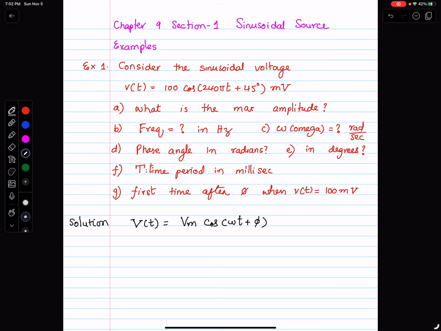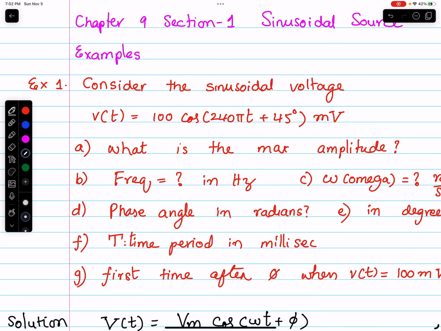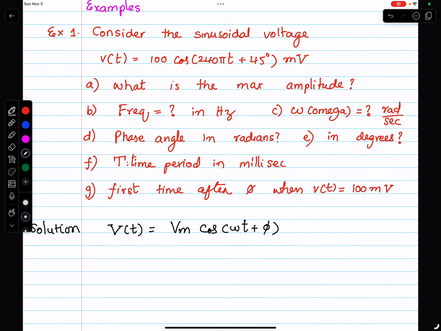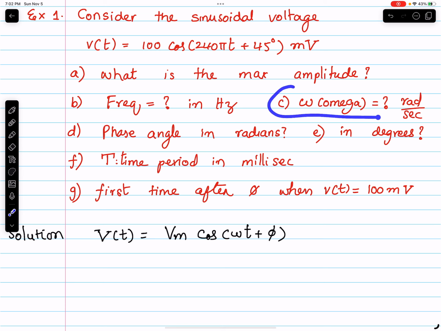Consider the sinusoidal voltage V of t is 100 cosine 240 pi t plus 45 degrees millivolts. Okay, now there are a bunch of questions. What is the maximum amplitude? What is the frequency in hertz? Then what is the frequency in radians per second?